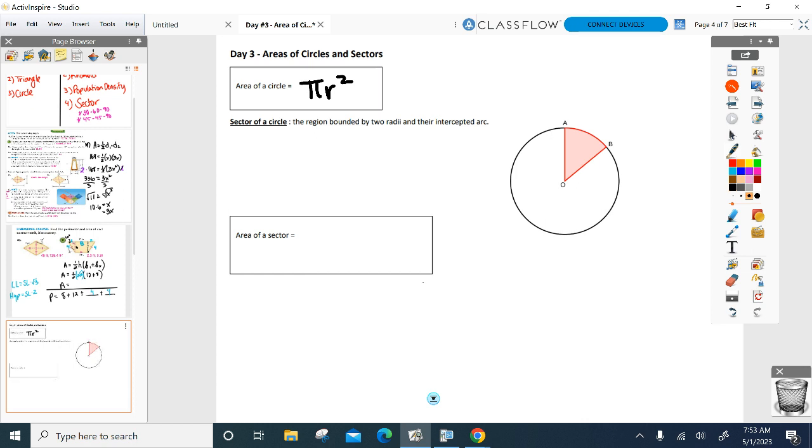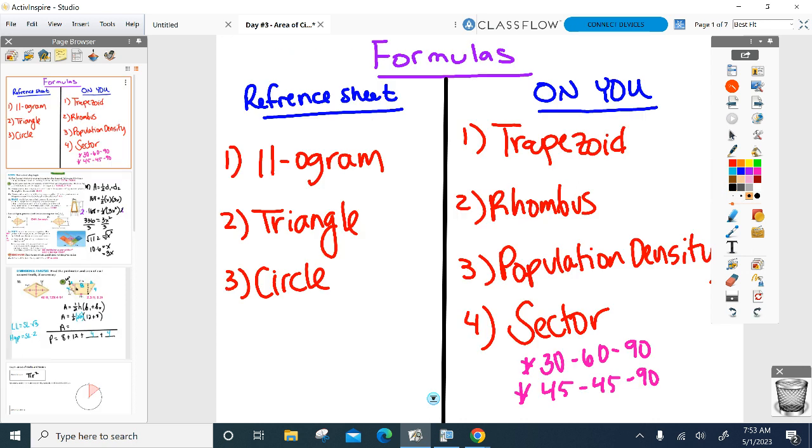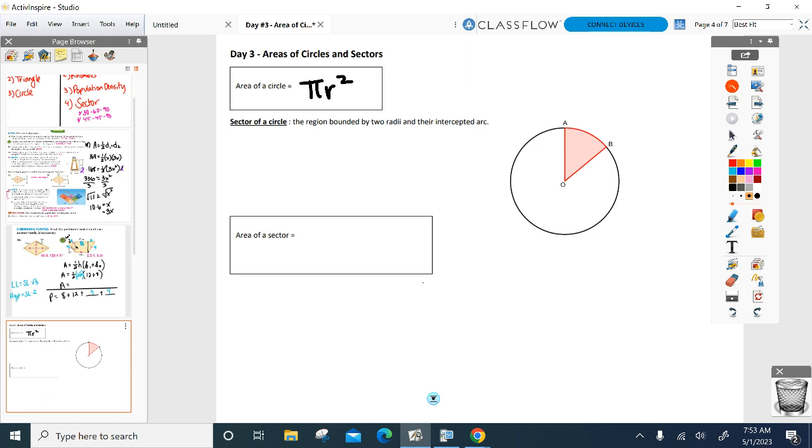Here's the area formula for a sector. And again, that's something you guys are going to be responsible for. That's nothing you can find on your formula sheet, but it is related to the circle formula. Here it is: measure of the arc over 360, something we did last unit, multiplied by your area of a circle, pi r squared.